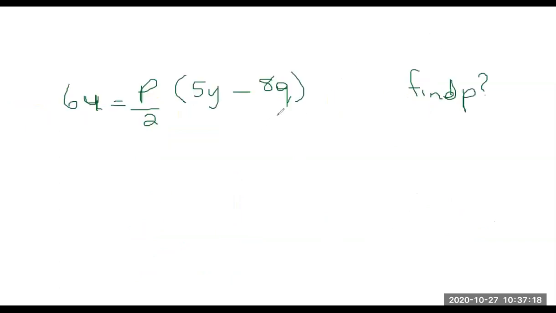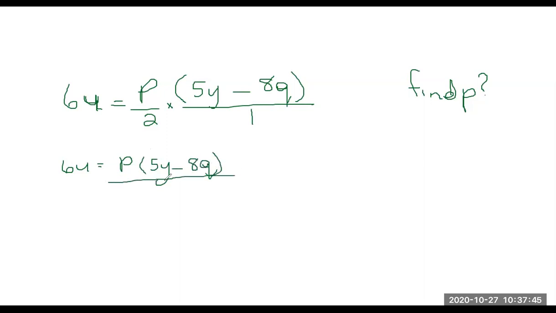For this one, it says find p. P is right here. I need to get it by itself. This is over 1, right? That's the imaginary 1. So I'm going to rewrite this. Because if you're multiplying, these are multiplying. That's going to be p times (5y minus 8q) over 2.